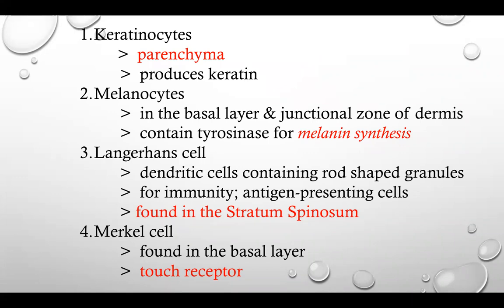The Langerhans cells are found specifically in the stratum spinosum. They are dendritic cells containing rod-shaped granules for immunity, and the Langerhans cell serves as your antigen-presenting cell. Your Merkel cells are the last cells in the epidermis, which are found in the basal layer as well, and they are responsible for touch reception.